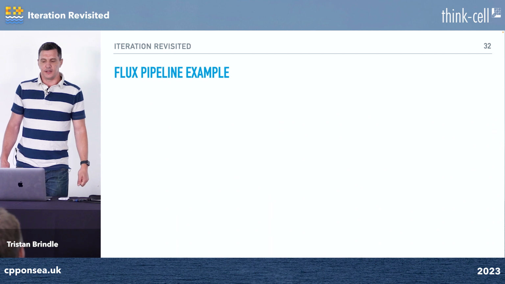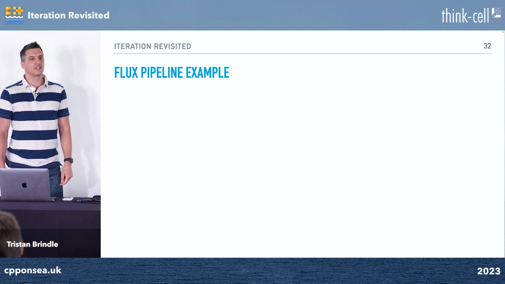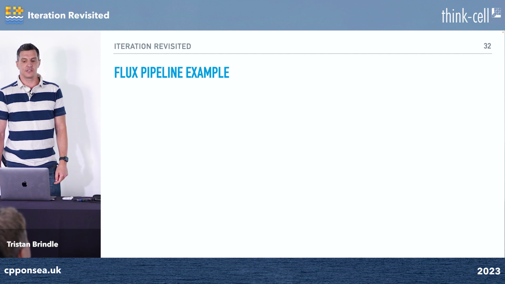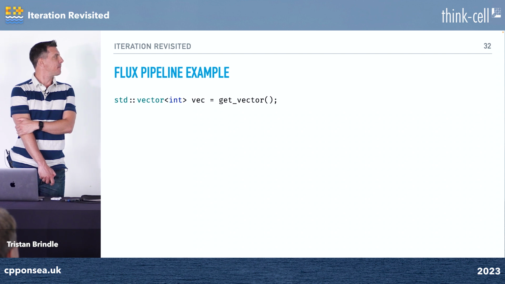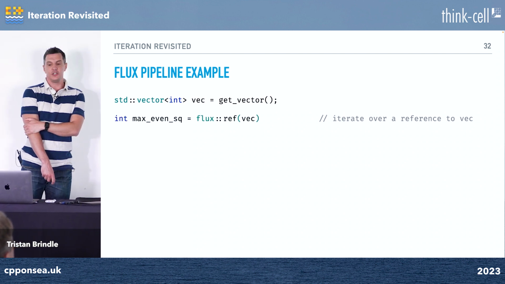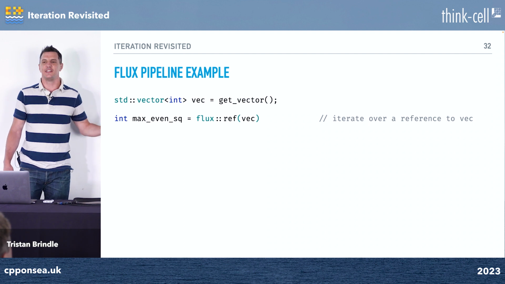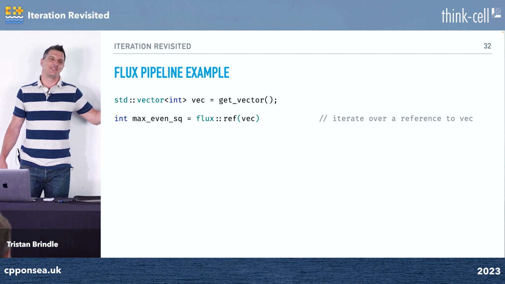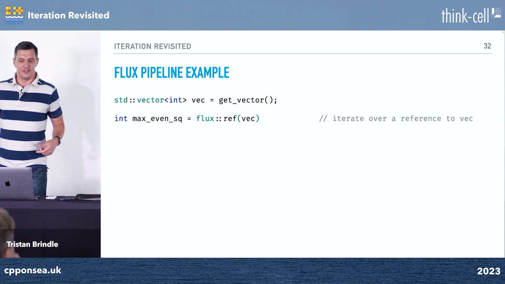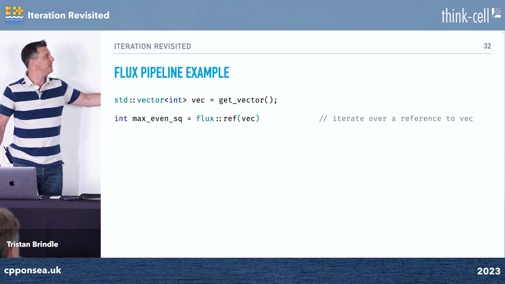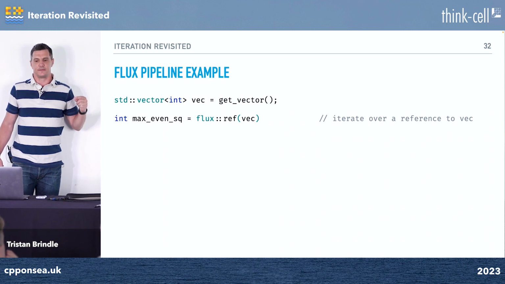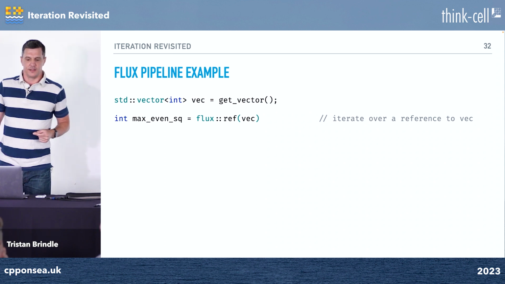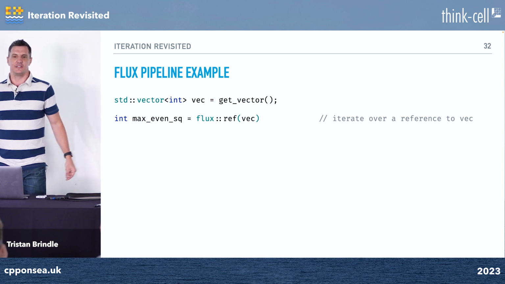So let's have a little look at what a Flux pipeline looks like. So we've got some vector called vec, and what we want to do is find, and again, this is one of these contrived problems that you always see in slide code, so apologies for that. But for some reason, we want to find the maximum of the squares of the even numbers in this vector. Okay, we've got a vector of integers. We want to find the maximum of the squares of the even numbers in this vector.